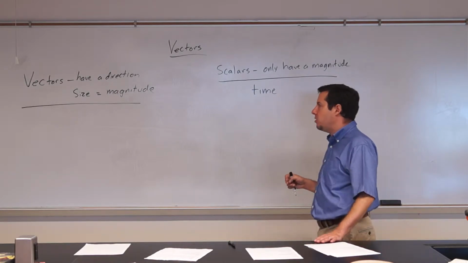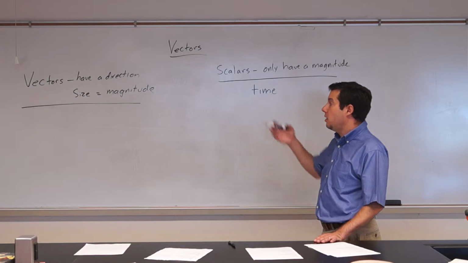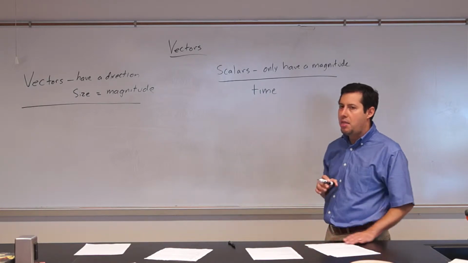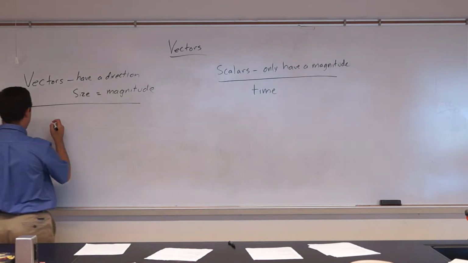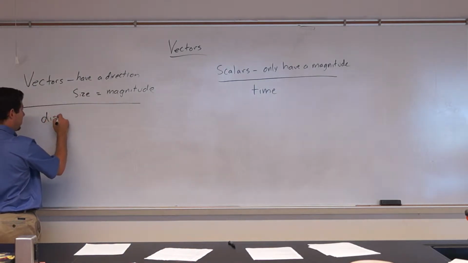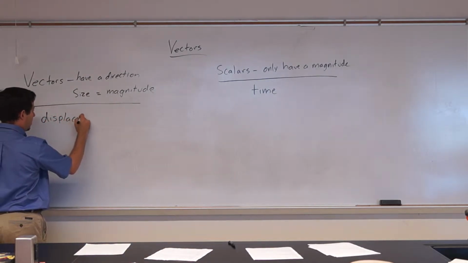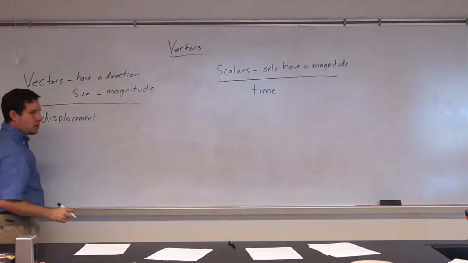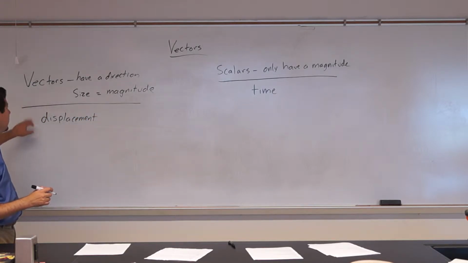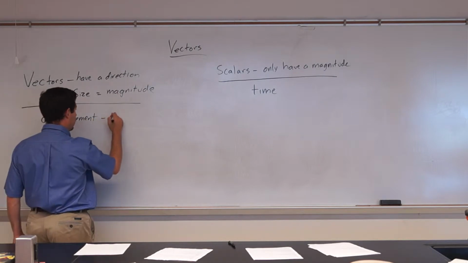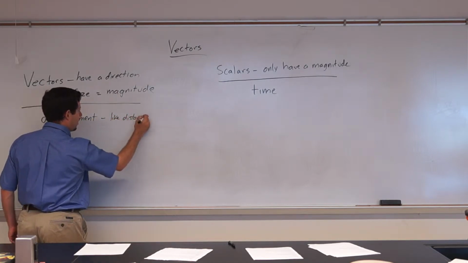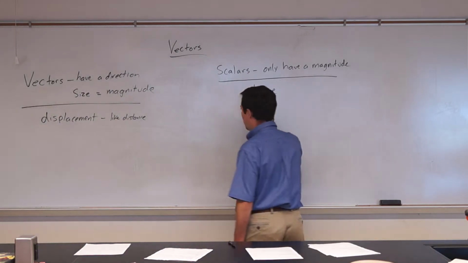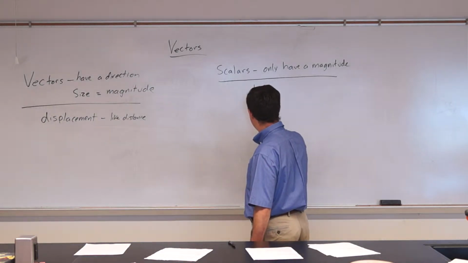But if you're talking about distances, for example, well, those distances might have a direction to them. If they have a direction, we actually call it displacement. So displacement is like distance, but with a vector. Now we have a scalar equivalent to that, and that's just distance.